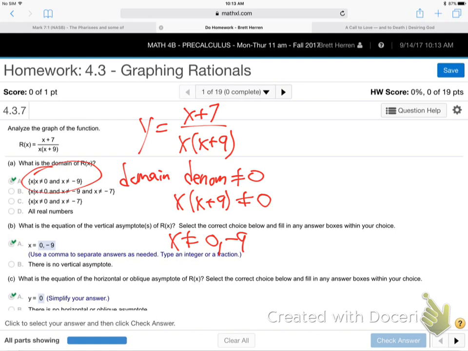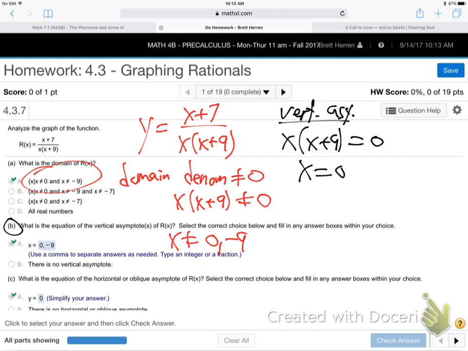And then they ask, what's the equation? So I'm on to part B now. Vertical asymptotes. Well, vertical asymptotes are the same thing, right? So it's x times (x plus 9) equals 0 instead of not equal 0, but basically the same thing. So again, it's 0 and negative 9 right there. There's the verticals.